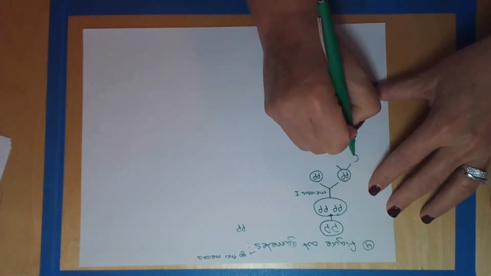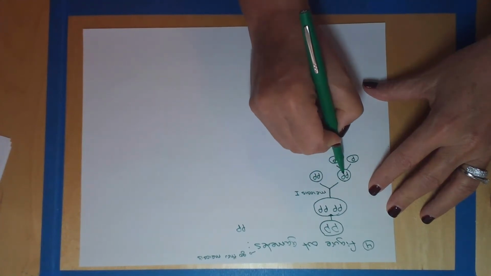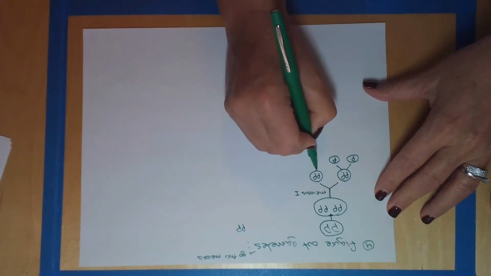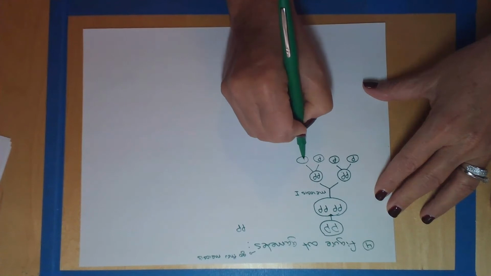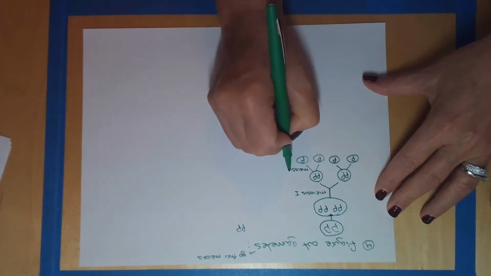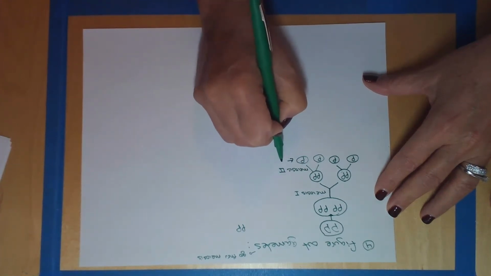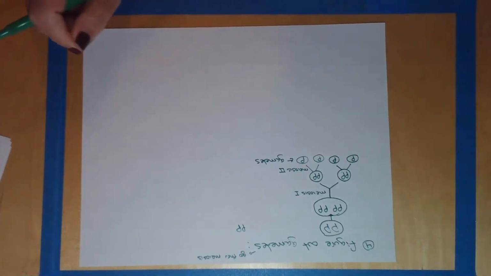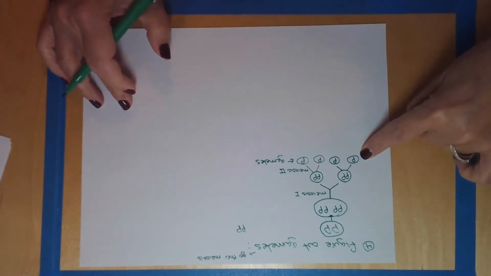Then meiosis 2 is about separating our duplicated chromosomes into individual chromosomes. So this is where the sister chromatids separate. So this is meiosis 2. And here are our gametes. Our purple parent can only produce gametes that would contain a big P.